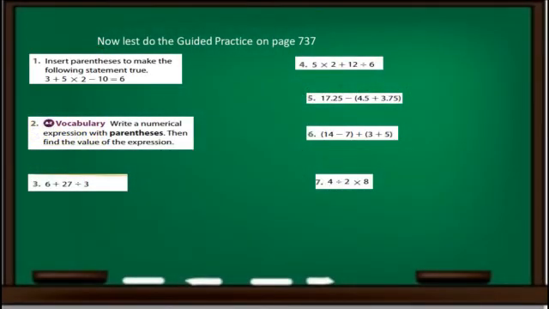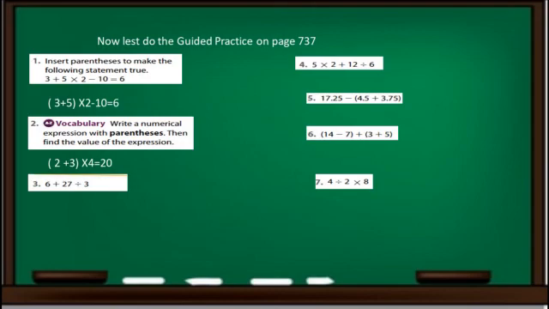Now let's do the guided practice on page 737. Question number 1. Insert parentheses to make the following statement true. Where do you put the parentheses so that the value of this expression will be 6? You need to put the parentheses before 3 and after 5. Question number 2. Write a numerical expression with parentheses. You can write down a numerical expression. Here is my expression.